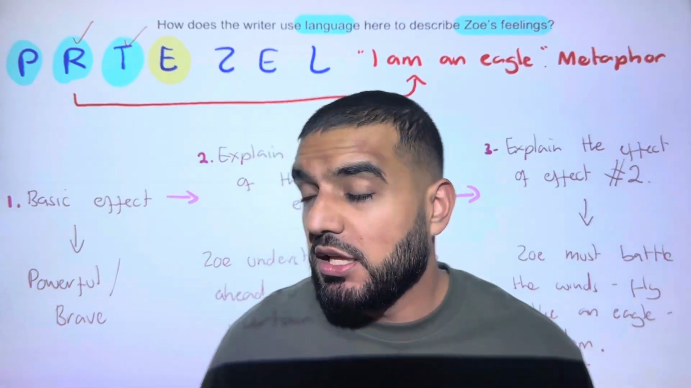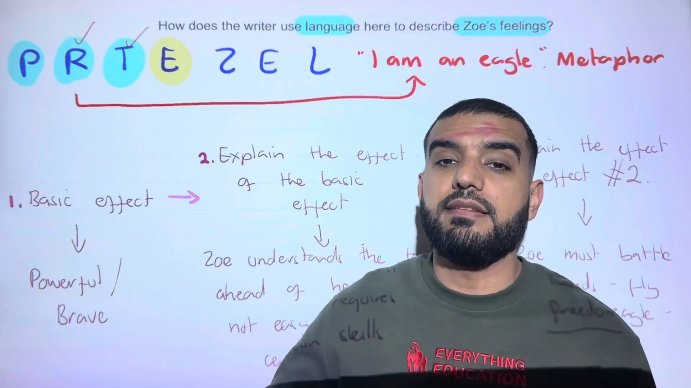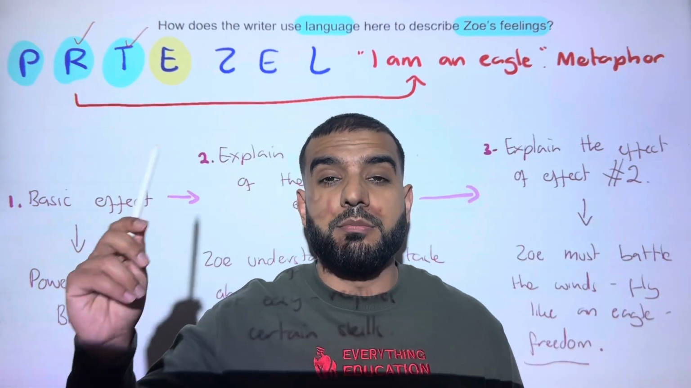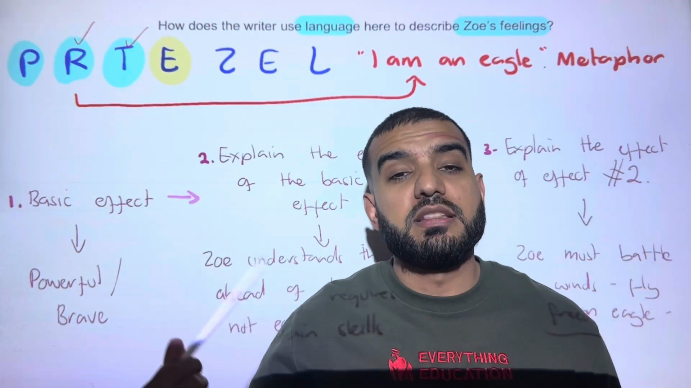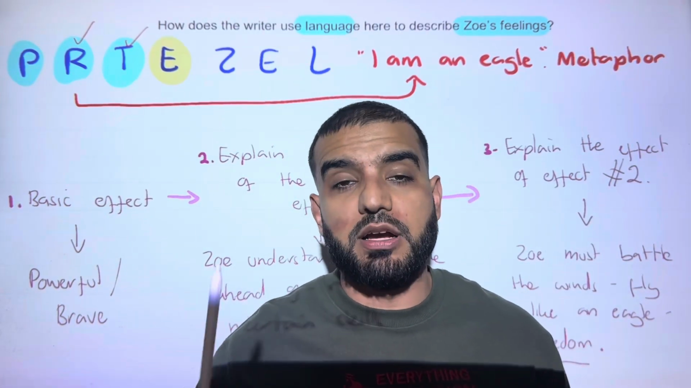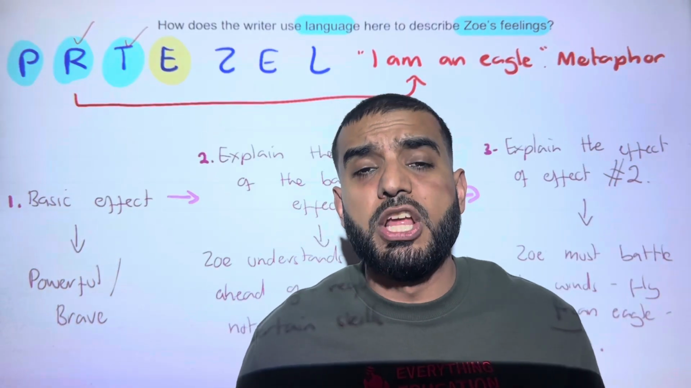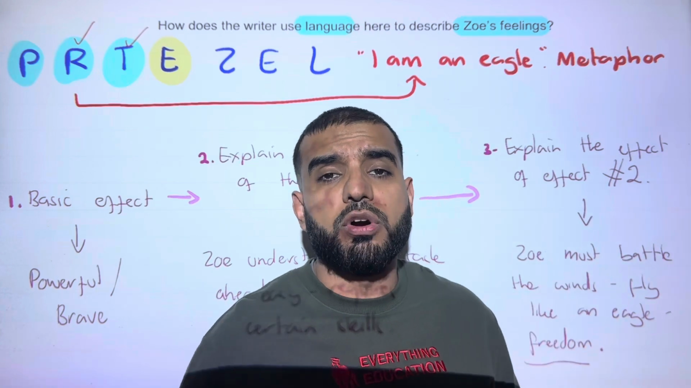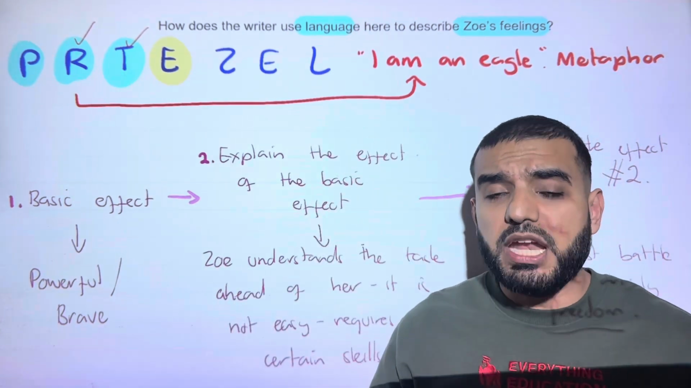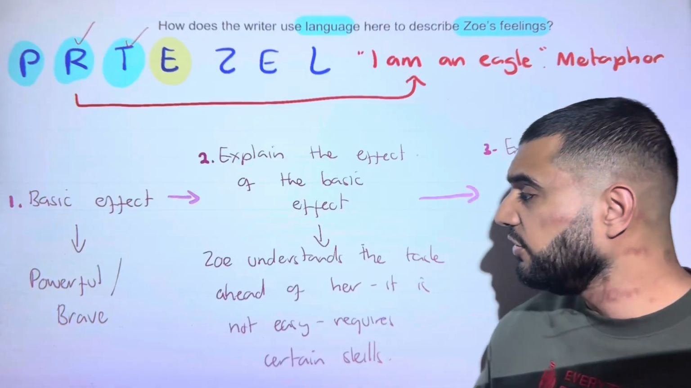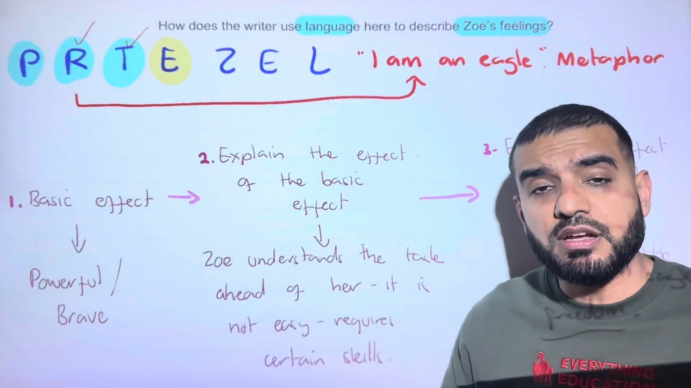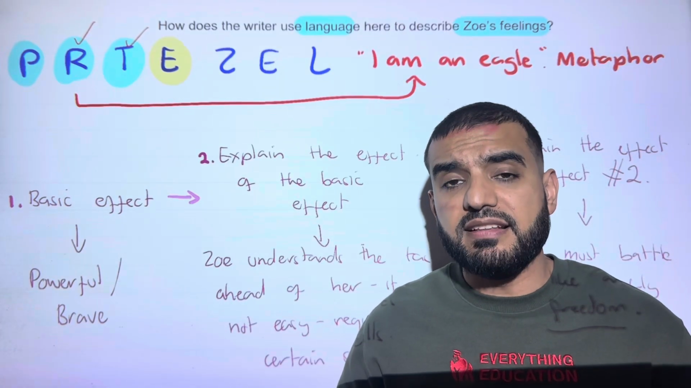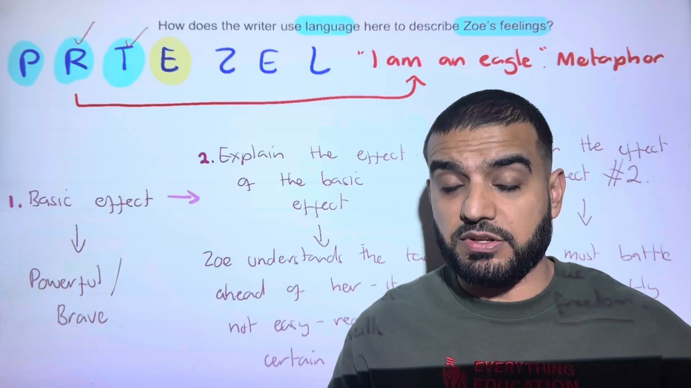The first thing you do is you think of a simple, basic effect. My effect was that the fact that Zoe in the metaphor compares herself to an eagle, this shows that Zoe understands that she's brave and she's powerful because she's like an eagle. Okay, fine. What's the effect of that? Why did she compare herself to an eagle? Why not a rat? Why not a mouse? Because we understand that by comparing herself to an eagle, she shows us, the reader, that the task ahead of her isn't easy. It's a tough task and requires certain skill sets. Those skill sets are specifically of an eagle.